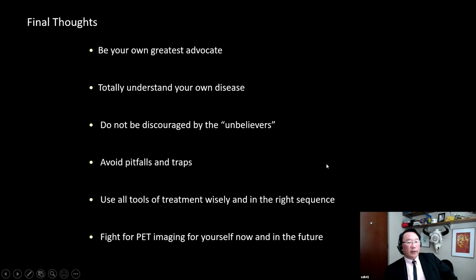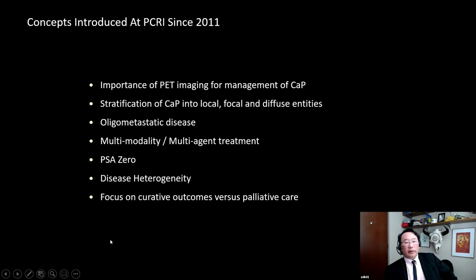There's a lot to be extremely excited and happy about. Try to avoid pitfalls and traps. Use all of the tools of treatment wisely and in the right sequence to the best of your ability. And, as a charge for the future, I think that patients and organizations should be thinking about replacing some of our old technologies with PET imaging for our patients now and in the future.